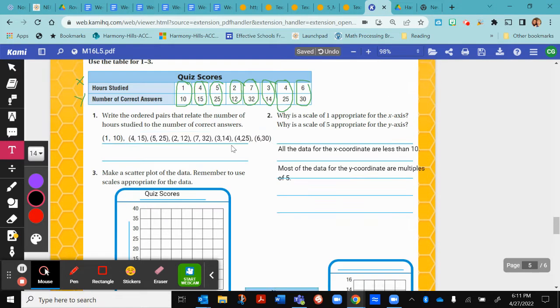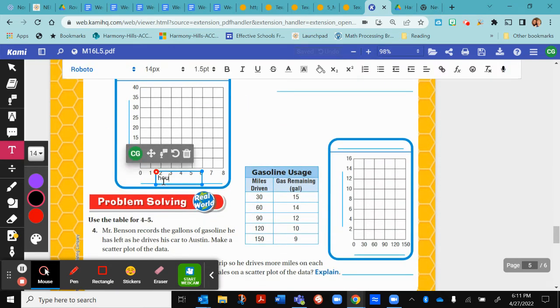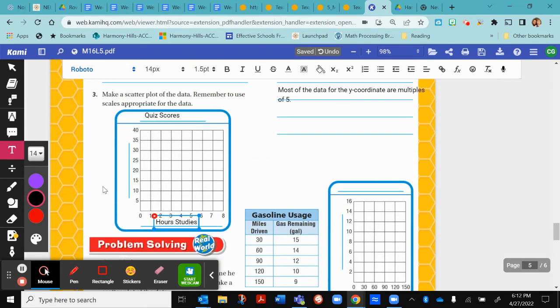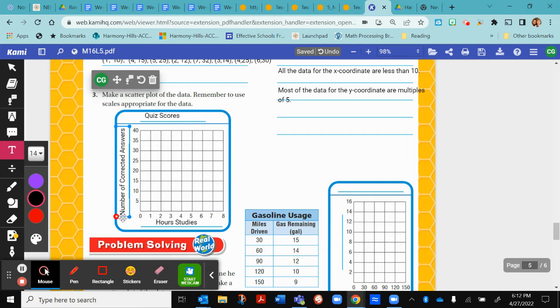The x-axis, what I'm going to have is hours studied. So I'm going to type it right here. The next one is going to be number of correct answers. I'm going to type that here. And then I'm going to go ahead and flip this one and then bring it back down here. There we go. All right, now let's go ahead and plot.